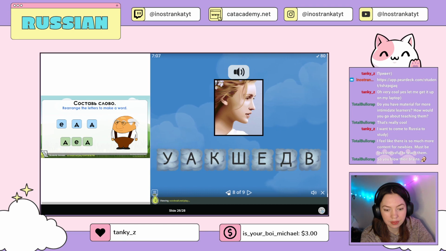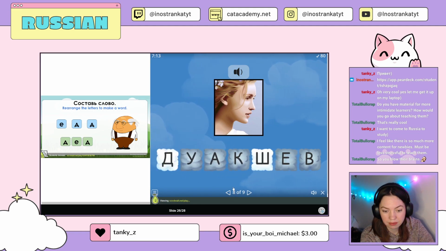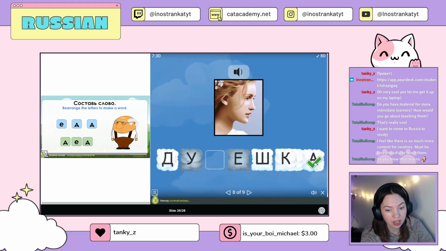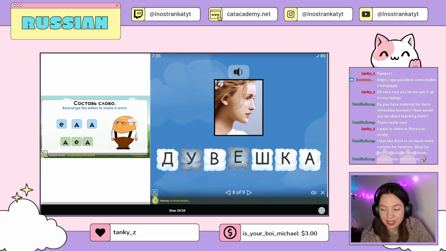Девушка. Again, maybe I don't know some of the letters, but I just know that at the end was something with K. And why not put K at the end? And now we have only 2 letters that are in the wrong position.